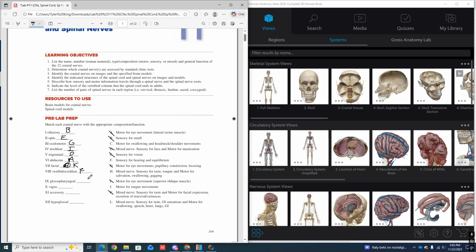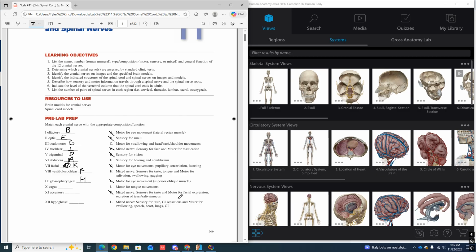So glossopharyngeal only stays up in the head. Okay, it doesn't do anything with the GI. So because of that, it does sensory for taste, tongue, motor for salivation, swallowing, and gagging. That is that one right there. The one that we were just talking about, that is this guy.